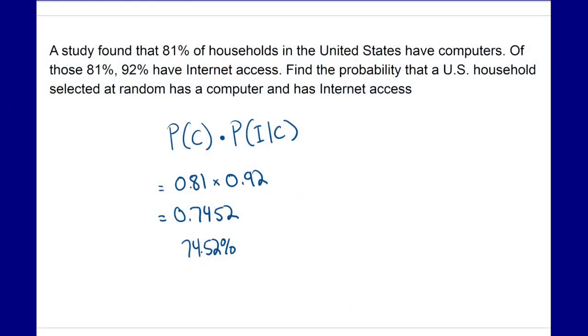This is an example of a dependent event or conditional probability. The probability of having a computer is 81% multiplied by the probability of having internet access given that you have a computer, which is 92%. So 81% times 92% gives us a 74.52% chance of selecting a household that has a computer and internet access.